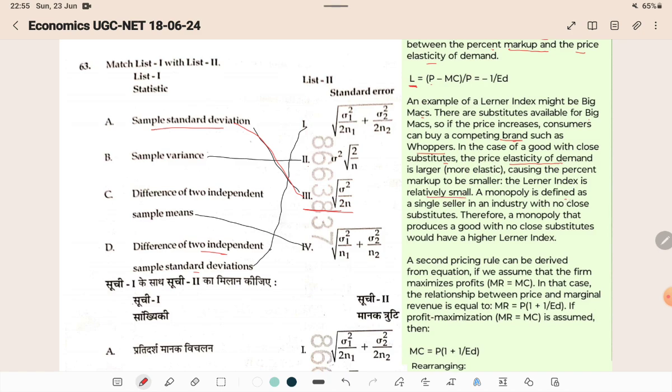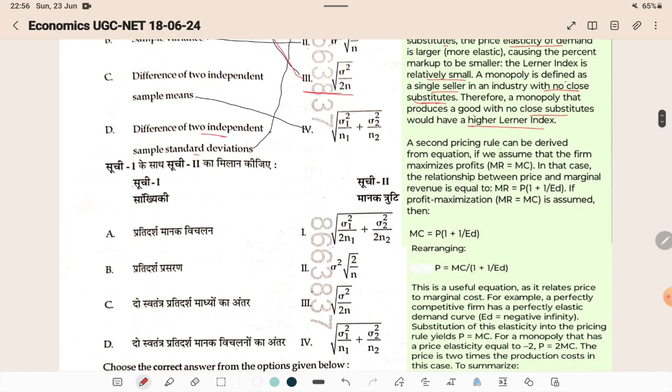A monopoly is defined as a single seller in an industry with no close substitutes. Therefore, a monopoly that produces a good with no close substitutes would have a higher Lerner index. A second pricing rule can be derived from the equation. If we assume that the firm maximizes profits, MR is equal to MC. In that case, the relationship between price and marginal revenue is MR is equal to P into 1 plus 1 by elasticity of demand. If profit maximization MR is equal to MC is assumed, then MC is equal to price.